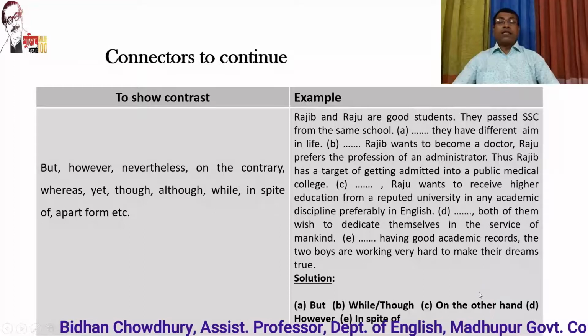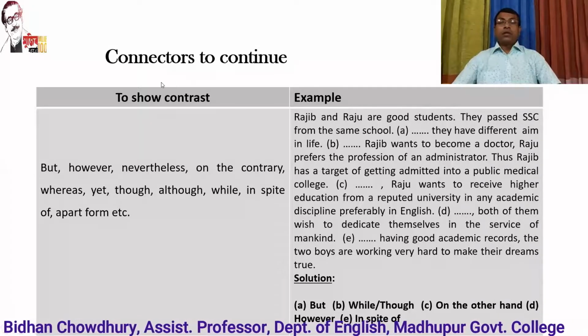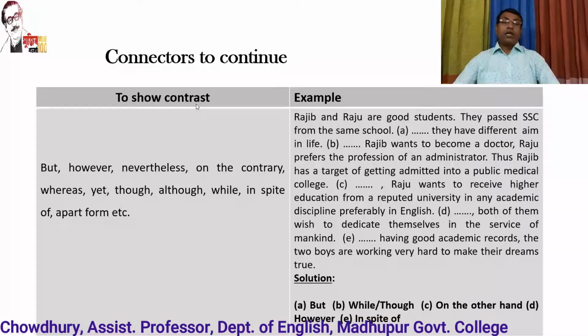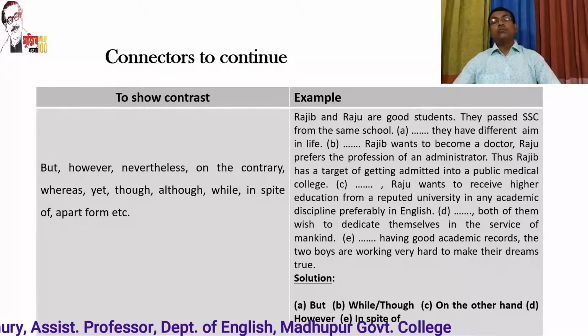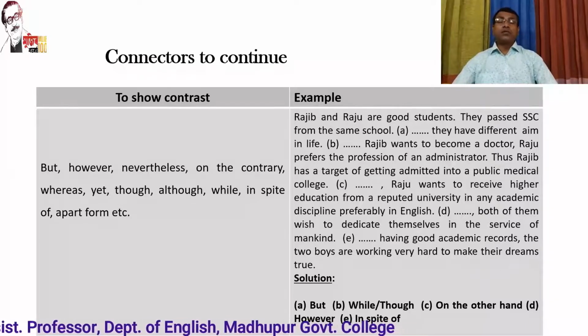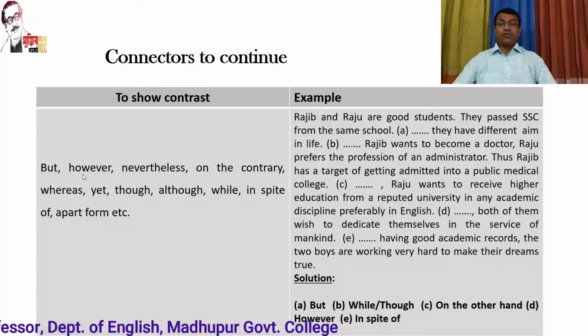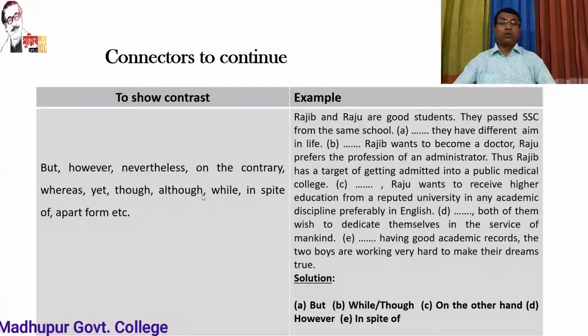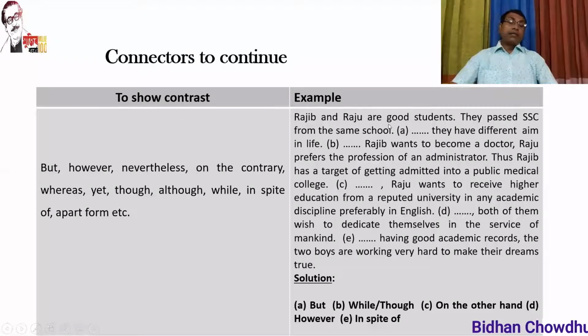Move to the next slide. To show contrast, if we want to show contrast, we are to use this type of connectors. But, however, nevertheless, on the contrary, whereas, yet, though, although, while, in spite of, apart from, etc. All these connectors are very common. These are commonly used connectors to show contrast between something or somebody. And in the right hand part of the table, we have another example.